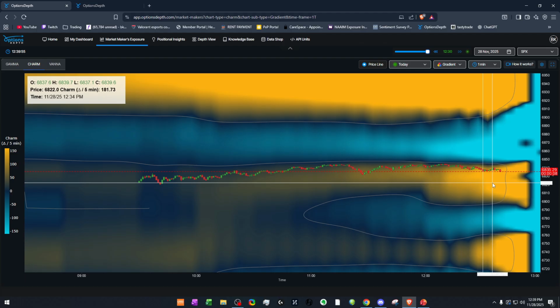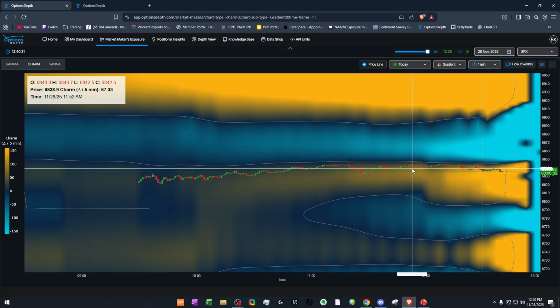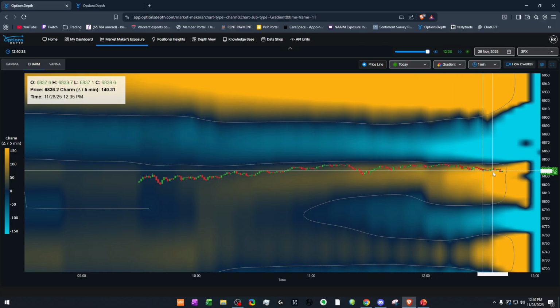The way I like to think about it is if nobody else was in the marketplace and price action was just driven by charm, if we're in the yellow area, we will sell. And if we're in the blue area, we will buy, because in the blue, market makers need to buy. In the yellow, market makers need to sell. And just like the gamma heat map, we have these areas where it flips from being suppressive to supportive.